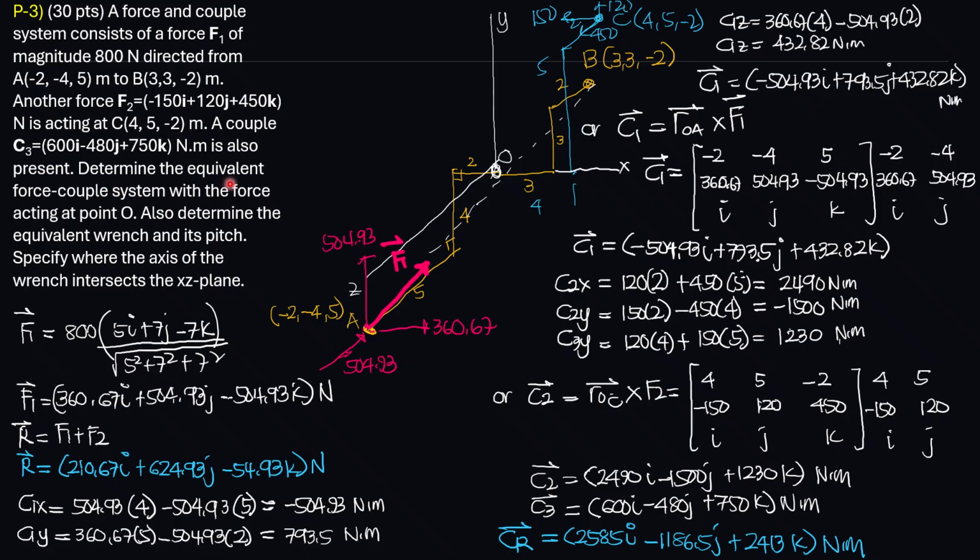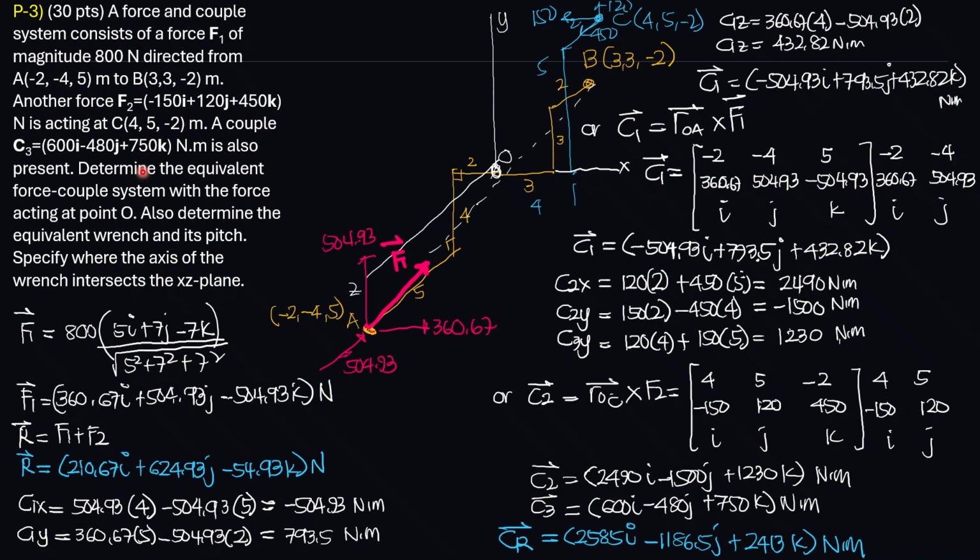So determine the equivalent force couple system with a force acting at point O. Then also determine the equivalent wrench and its pitch. Specify where the axis of the wrench intersects the XZ plane. So take note there are two forces, and these forces have moments about O, and there is also a couple.